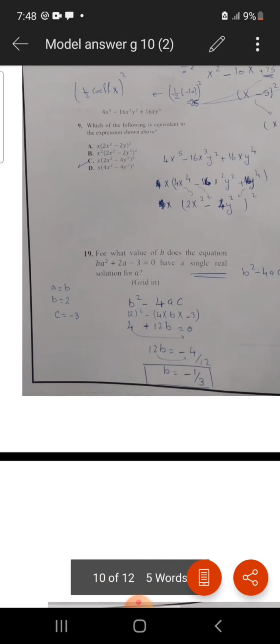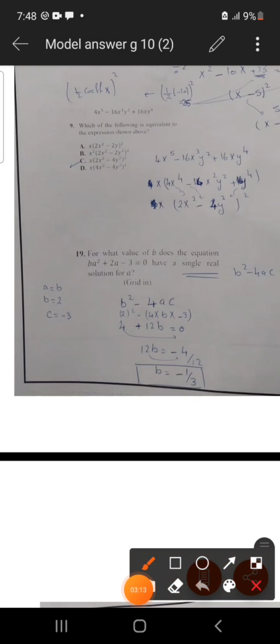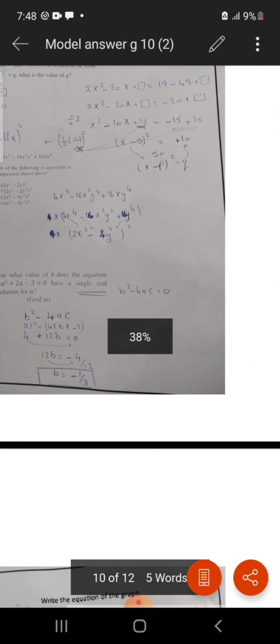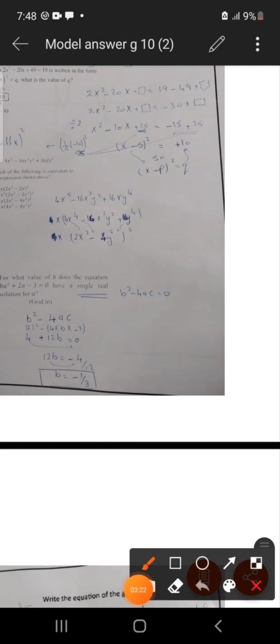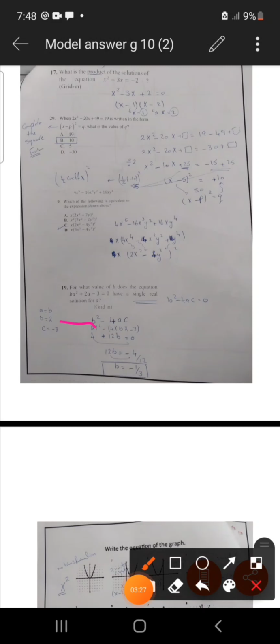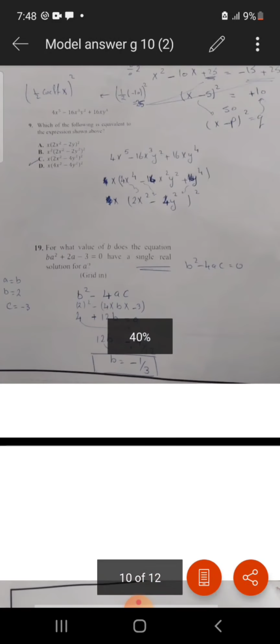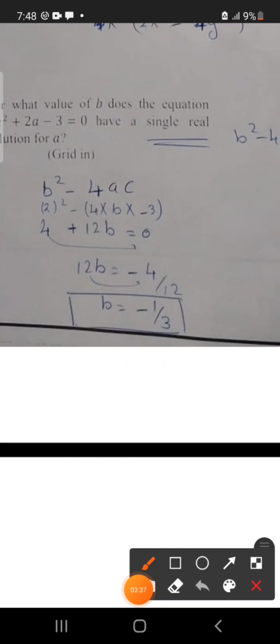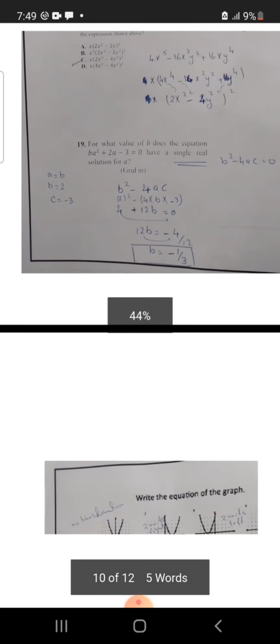What is b? So I wanted to write the answers here. a is b, b is 2, c is -3. Then you are going to substitute here. b squared is 2 squared minus 4a, which is b, c is -3. You will get here 4 times -3, -12, times negative, +12b equals 0. Send the 4 to the other side as -4, and divide by 12 to get b equals -1/3, and that's all.